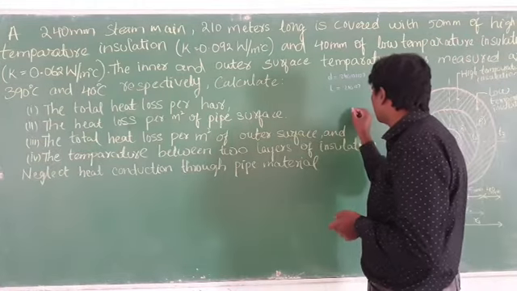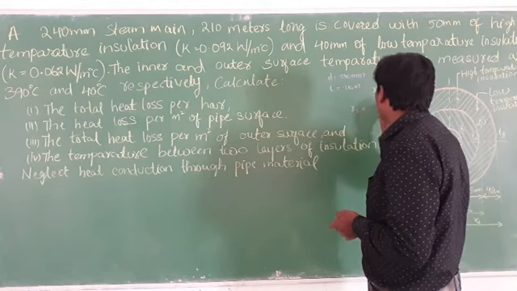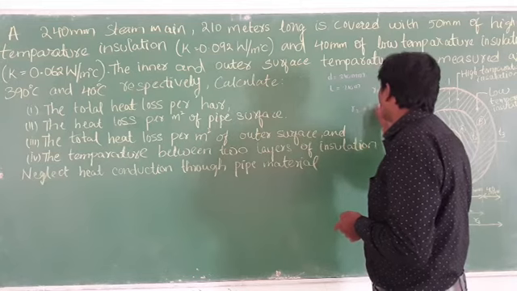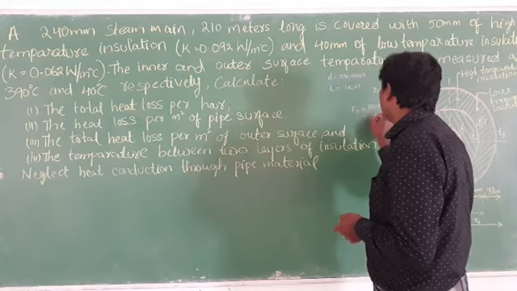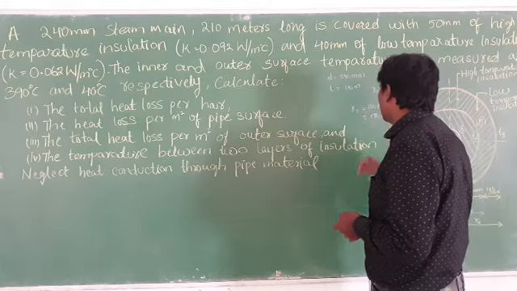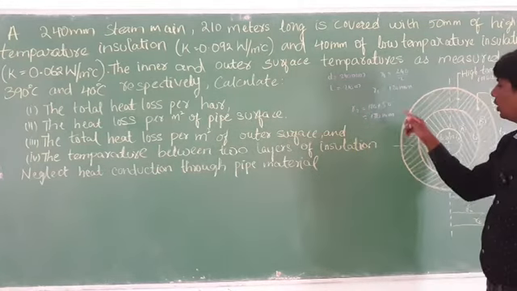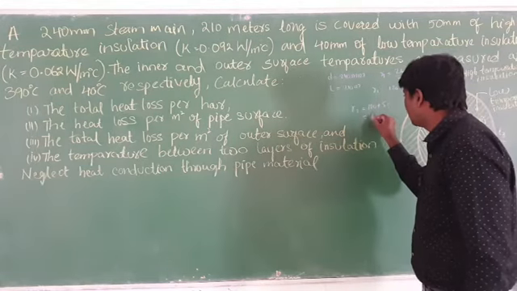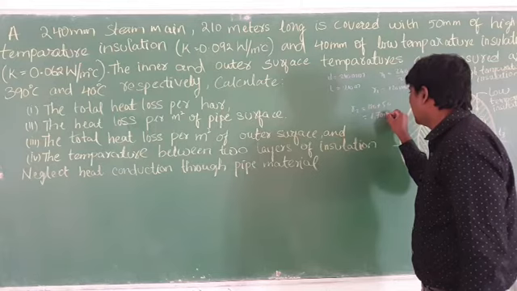If you want to find out R2, R2 is equal to 120 plus 50. So this will become 170 mm. R2 is equal to 120 plus 50. How much will it become? 170 mm. Once again I will write, this is 170 mm.